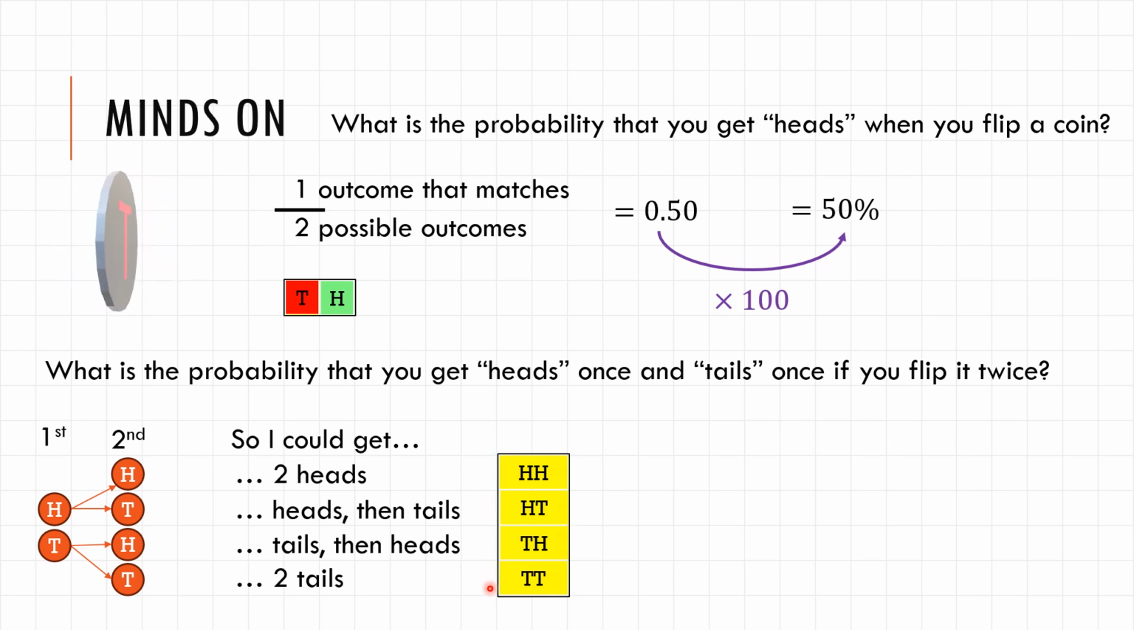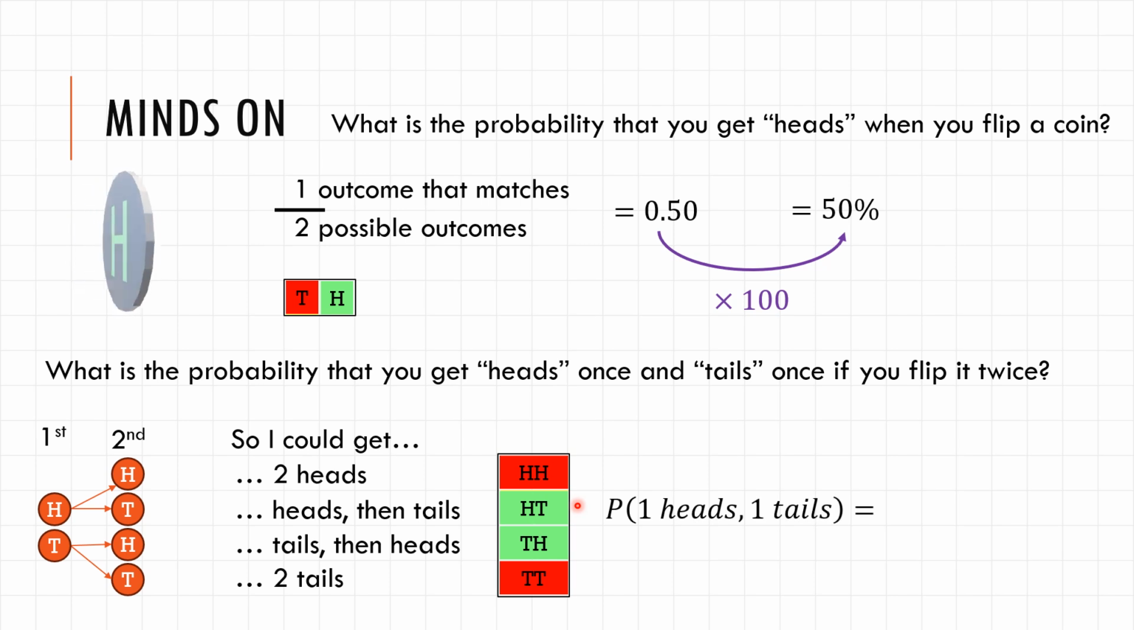Now, which of these matches our criteria? When we examine our probability space, we can see for sure that if we get heads and then tails, that matches our criteria. But if you look closely, you'll also notice that I didn't say heads first and then tails. I said heads once and tails once. And getting tails and then heads still matches our criteria. So there are actually 2 outcomes that match our criteria. The probability of getting 1 heads and 1 tails is 2 out of 4.